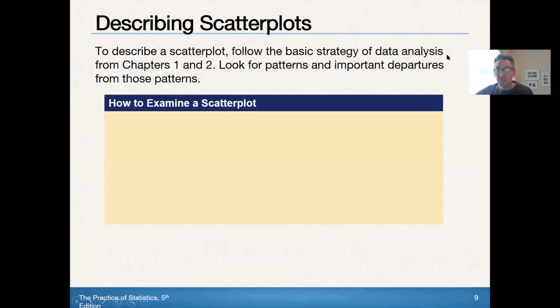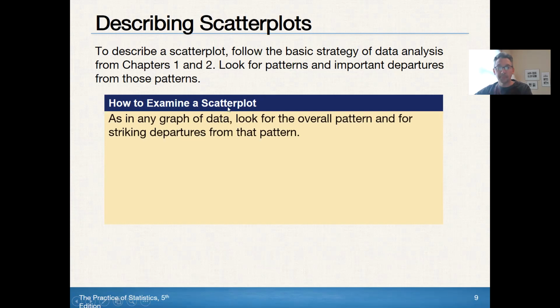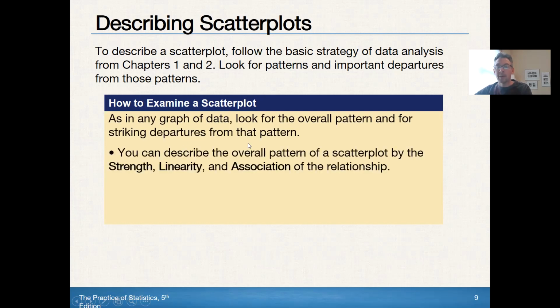We're going to take a look at how you describe them. So when we describe a scatter plot, we're going to follow our basic strategy of data analysis we did back in chapter 1 and 2. We're going to look, are there patterns, and we're going to look for departures from the pattern. So when we examine a scatter plot, we're going to describe it by using these 4 basic things. We're going to talk about the strength of the scatter plot, the linearity of it, in other words, how well does it follow a straight line, and the association of it. And we'll talk about each of these here.